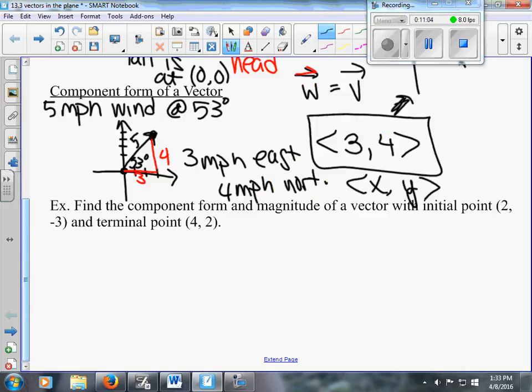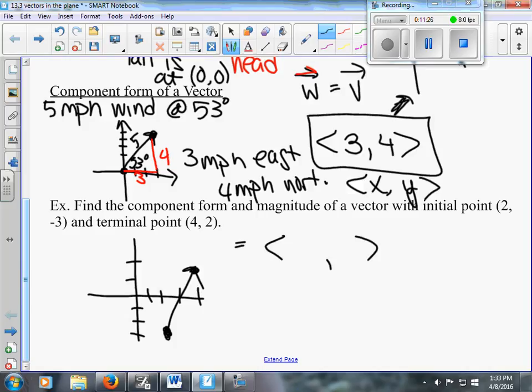So in the x direction, my component changed from 2 to 4, which means I went right 2. And then in the y direction, my initial point went from negative 3 to 2. Negative 3 to 2, so that was up 5. And so that is the vector in component form, 2, 5.